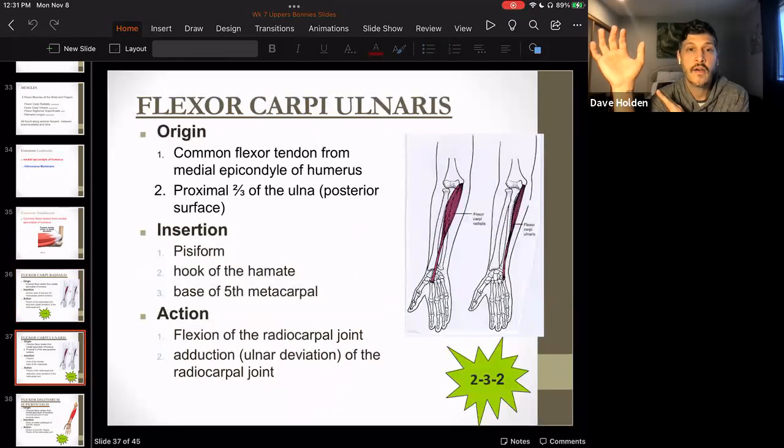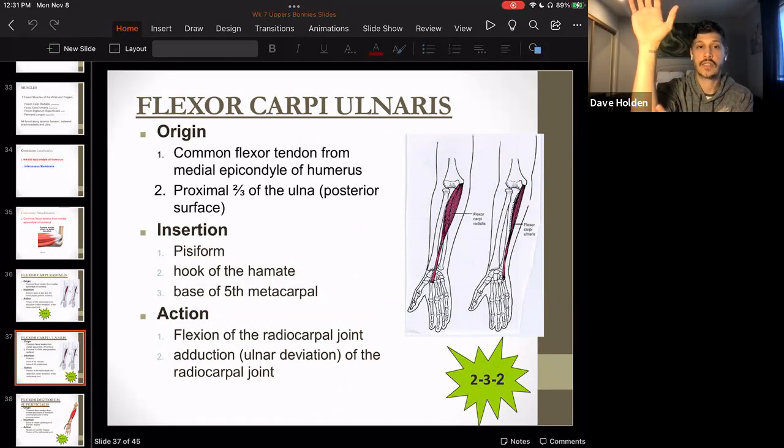Its close cousin, flexor carpi ulnaris, flexor carpi. It's also a flexor, so it will share the same origin. This guy will insert on the pisiform. Now we're on the ulnar side. Hook of the hamate, same little spot, and base of the fifth metacarpal. 3 little spots, all right here. So we also get wrist flexion and ulnar deviation.